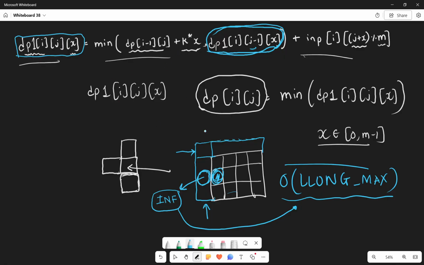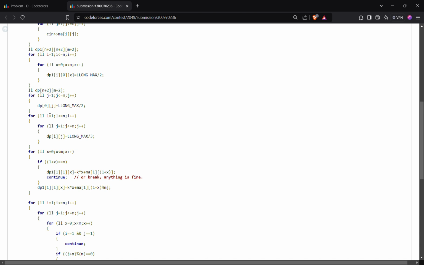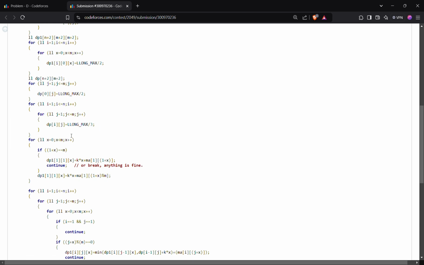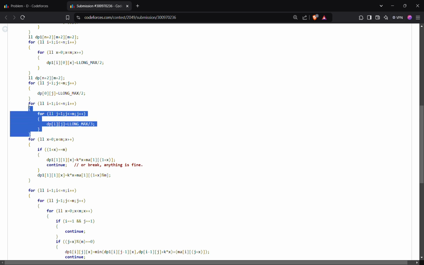One more thing to notice here: if you are trying to calculate the answer for this cell, then you will access dp of i minus 1, j. So you will try to access this cell, but it cannot be reached. So it should also be of the order of infinity. That is why I'm initializing it with LLONG_MAX by 2 as well. And yes, initializing dp of i, j, basically the answer dp, with the maximum values possible.